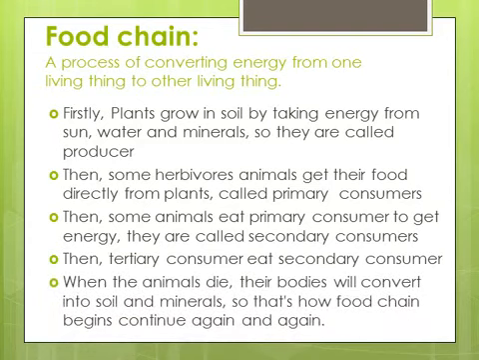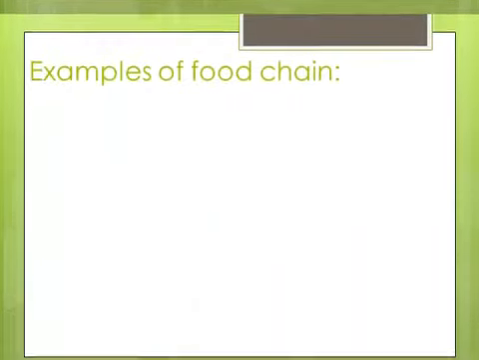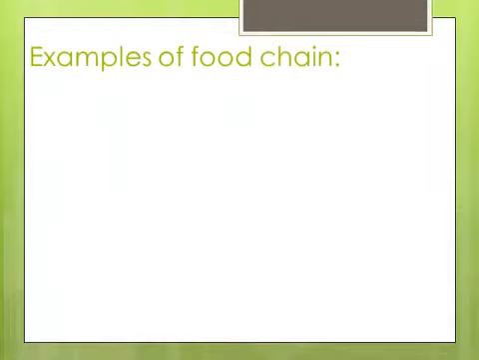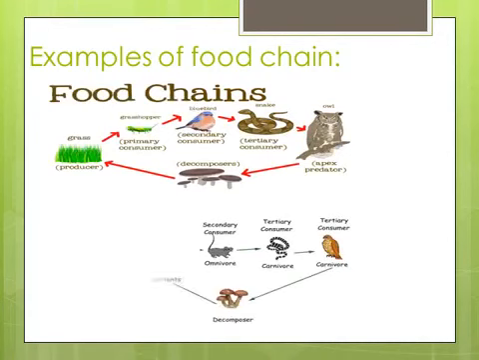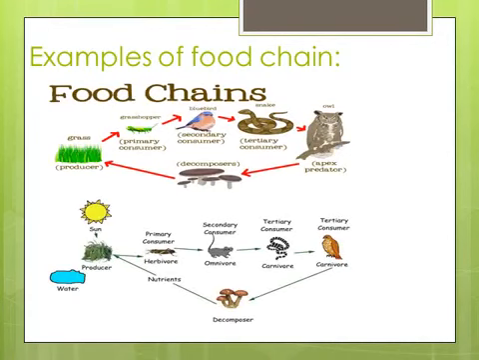When the animal dies, its body will convert into soil and minerals. So that's how the food chain begins and continues again and again. Here are some examples of food chains, and you can easily see how energy is converted from one animal to another animal in the form of a food chain.